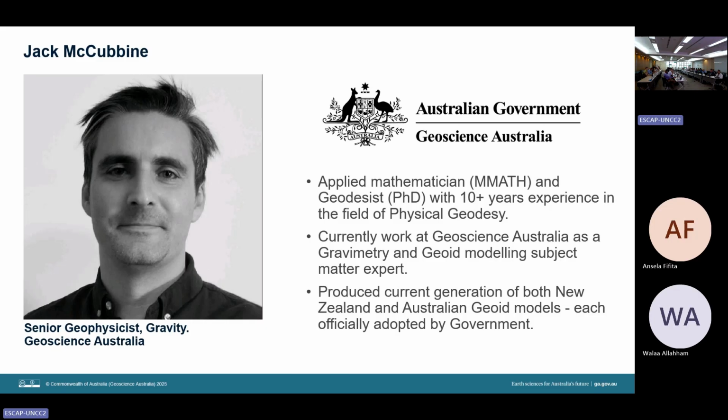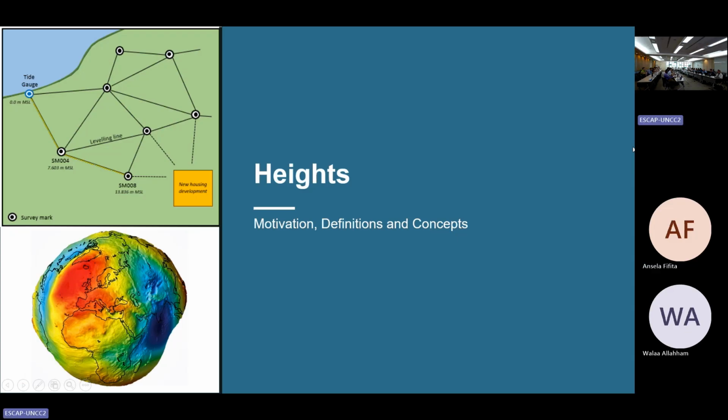I'm currently working at Geoscience Australia as a subject matter expert in gravimetry, which is often more of an art than a science. And that's the science of measuring gravity very, very accurately. And I'm also working in the space of modeling the gravity field. And today I'm going to be talking about height datums and geoid modeling specifically. So to start, I'm going to provide some context and some common definitions and concepts.